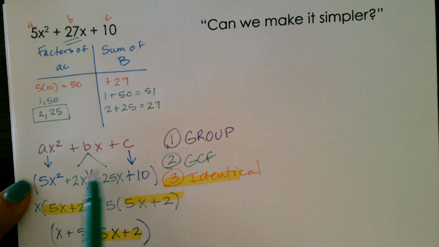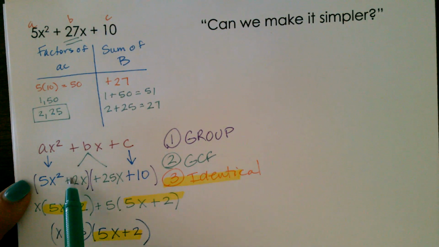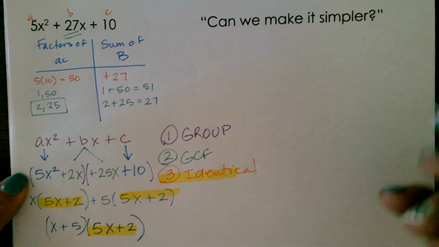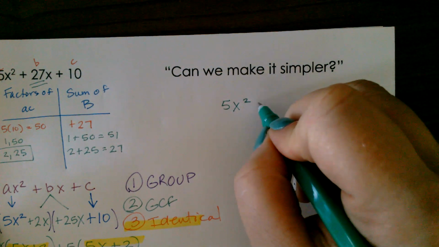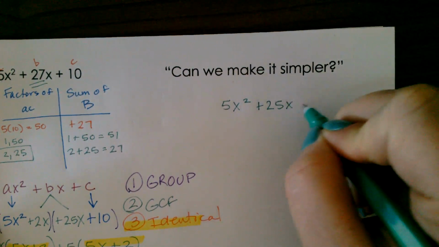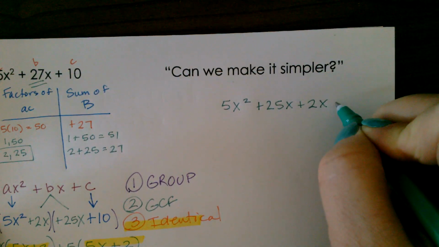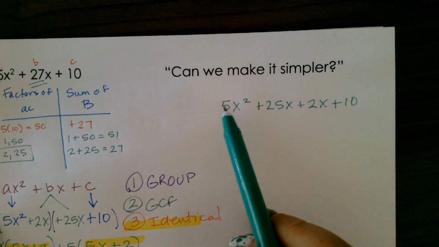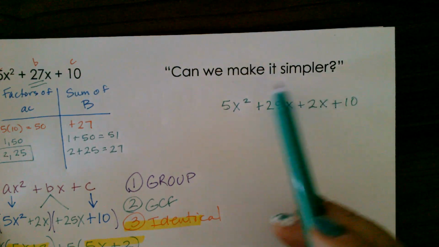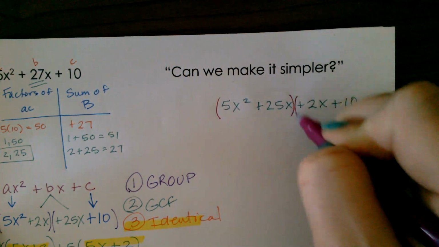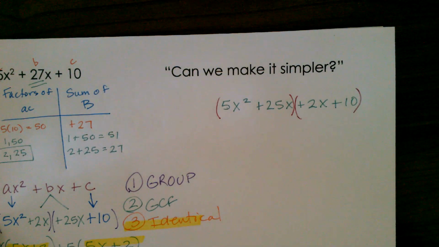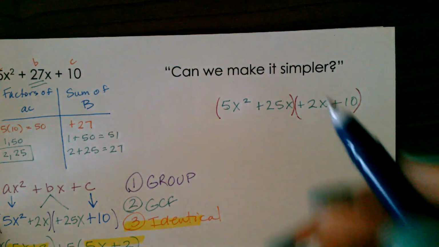Now I would like to go to this step. I would like to show you that it does not matter if you put the 25x here and the 2x here. I'm just going to write it up here. I would still have 5x squared, but this time I'm going to have 25x plus 2x plus 10. Here's my A, my C. Those two together make the B. Following the same 3 steps, I would group.